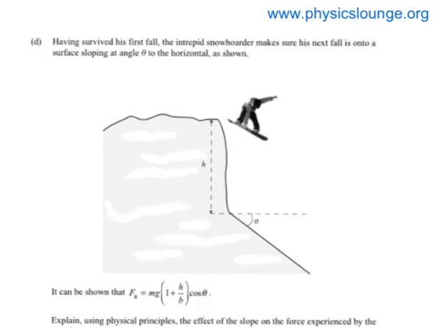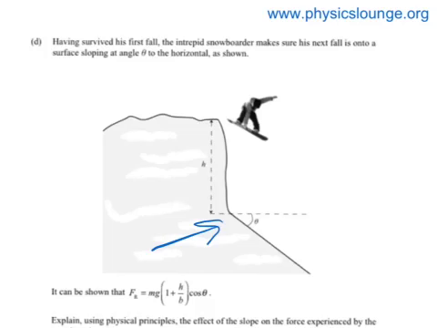So this is question 6 of the 2009 paper, and we're on part D and E. This is the snowboarding one. Having survived his first fall, the intrepid snowboarder makes sure his next fall is onto a surface sloping at an angle theta to the horizontal as shown. You can see the angle theta in there.